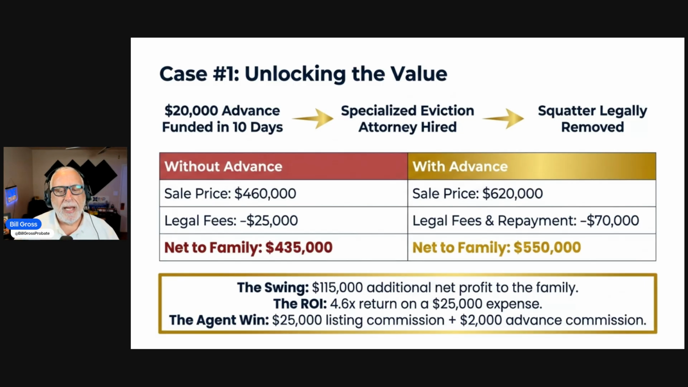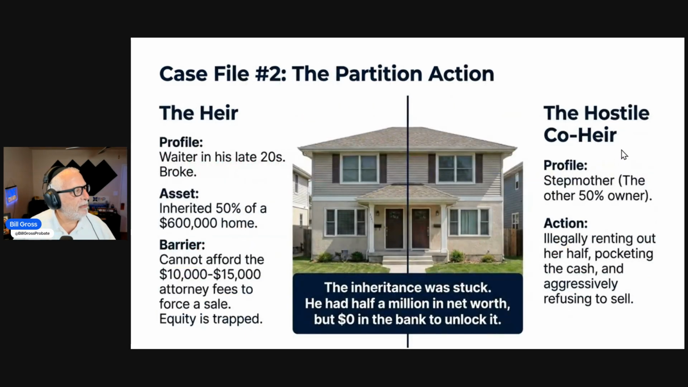The way I try to look at that is, it's like an ICBM. Our military doesn't use it just for people crossing the border, but if you need to send an ICBM to a bad country, that's why we have them. They're very expensive, but they're also very powerful tools. Okay, so that's the squatter. They got legally removed. Case number 2 is the partition action.